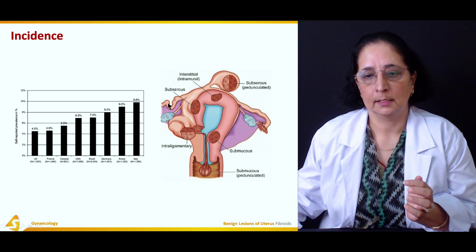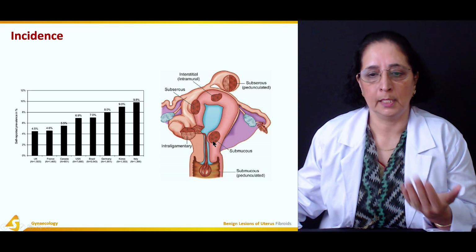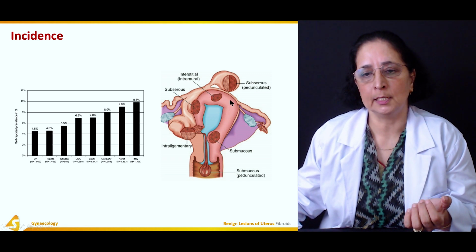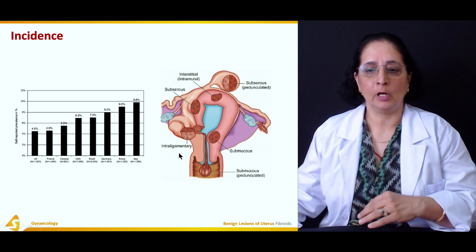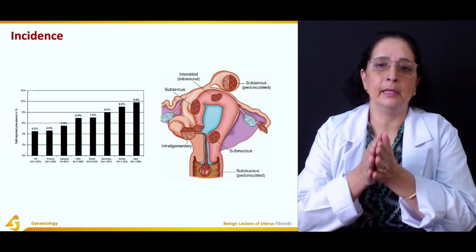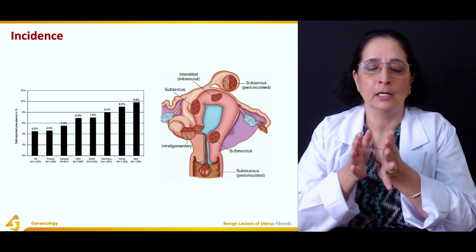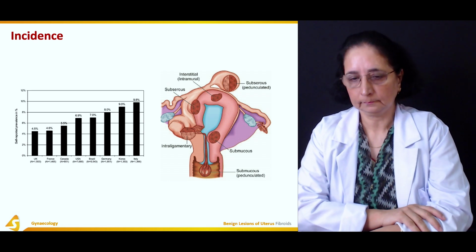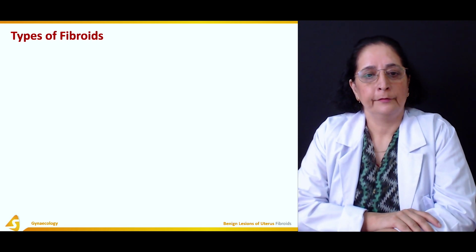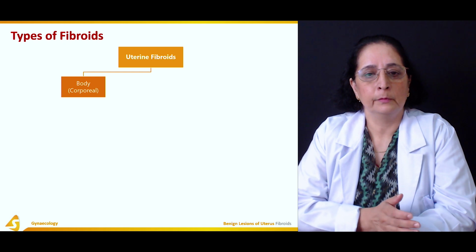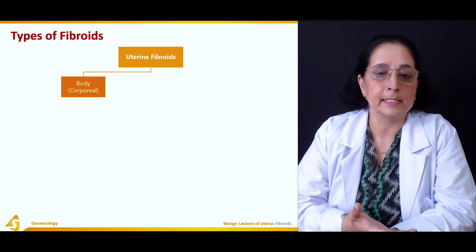Subserous. Submucous, inner side, is mostly mucosal. It's on the inside. Subserous is outside. Interstitial is in the wall. Intraligamentary is in the ligament. So fibroids are very, very common benign solid tumors in females. Different types of fibroids we have, depending on where they are present.